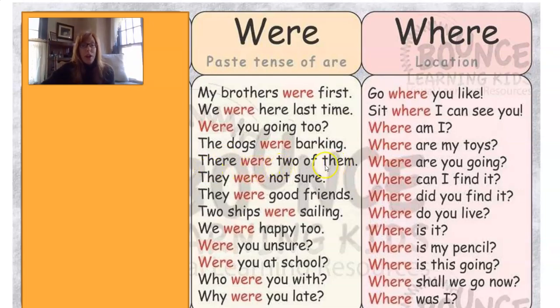There were two of them. They were not sure. They are not sure. If you're not sure of something, it's happening right now. But they were not sure. That could have happened yesterday or last week. The ships were sailing. We were happy too.